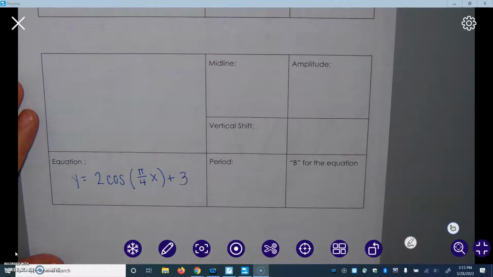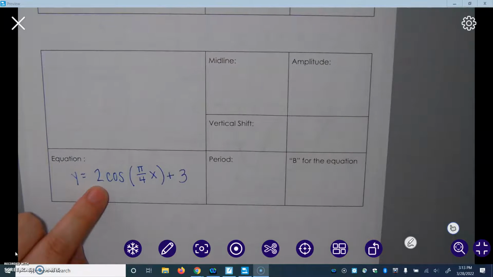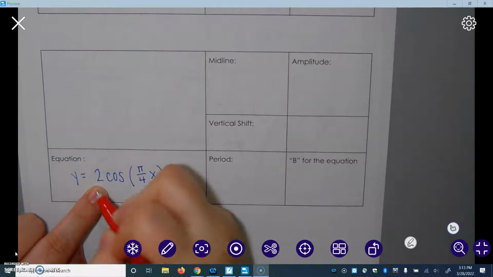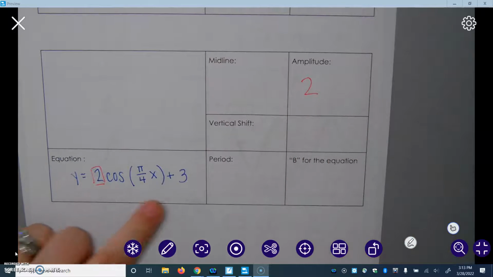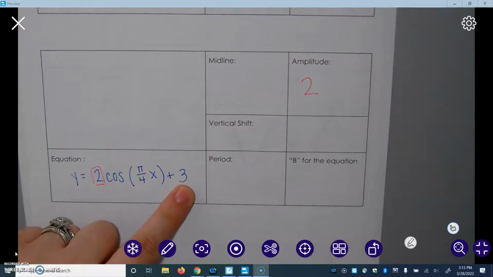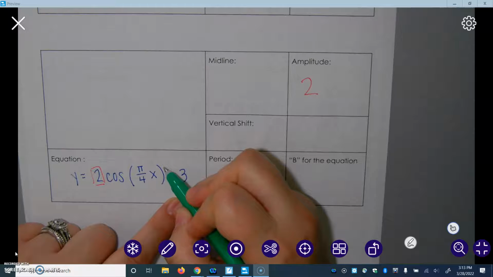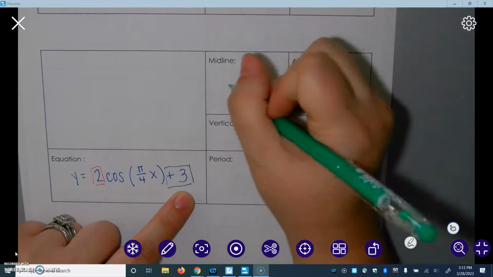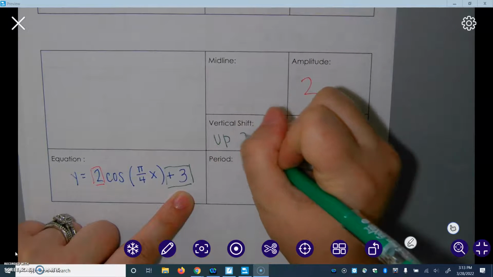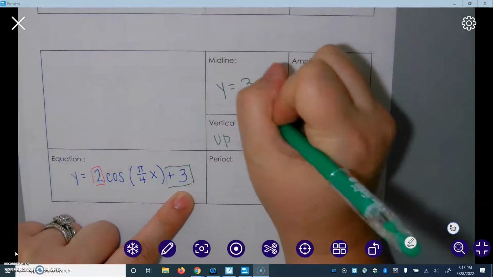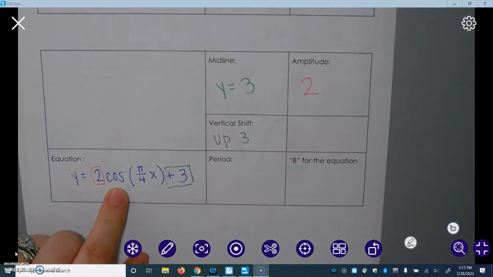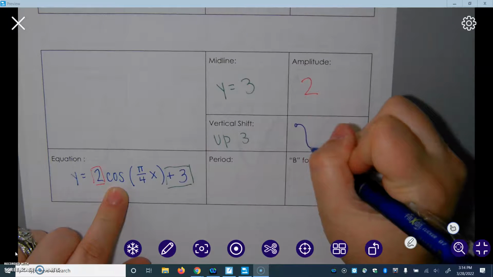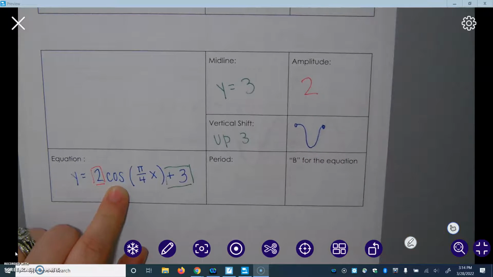All right, so it's easy to start at the beginning. What would that 2 stand for? Good, the 2 is the amplitude. And the end is easy. Good, that +3 means up 3. And so that's where my midline is at y equals 3. It says cosine, so I want you to think about what the shape should look like. Cosine should be maximum to maximum.